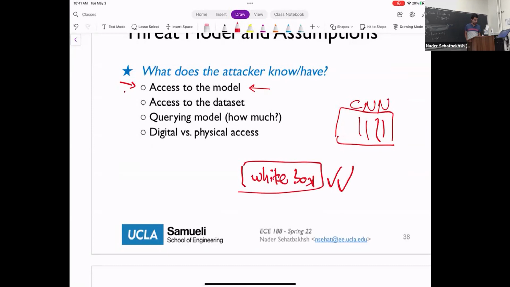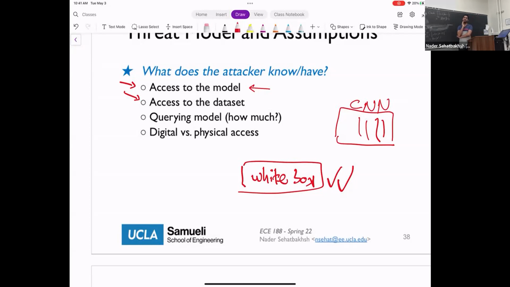The second thing that the attacker may or may not have is access to the data set, the data set used for training the system. Access to the data set has two main things we need to be worried about. One is whether the attacker can actually change the records and labels in that data set, which would apply to something like poisoning attacks.